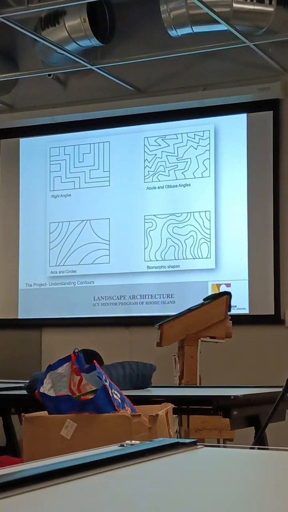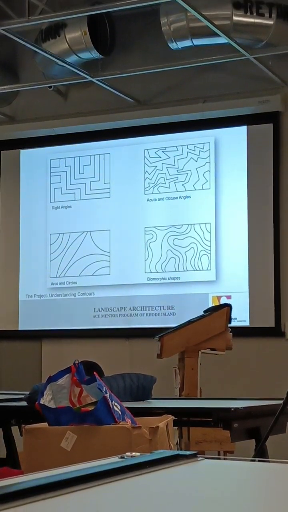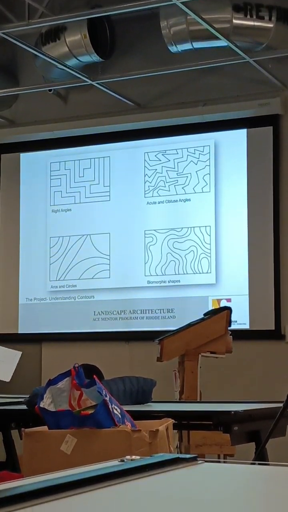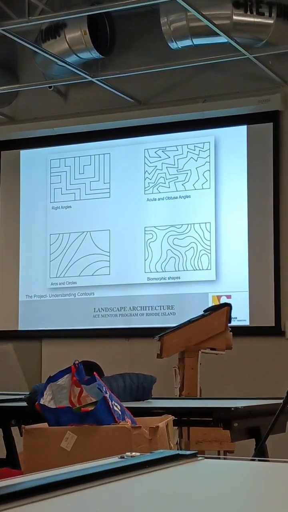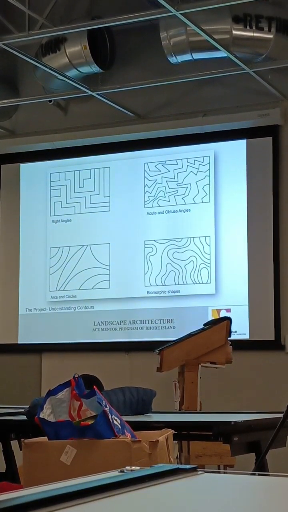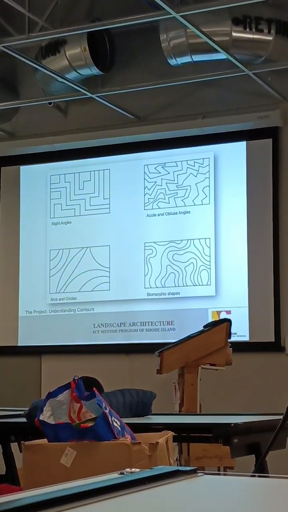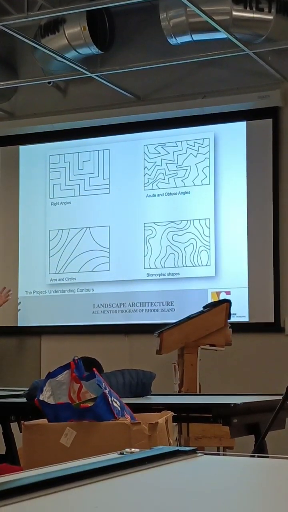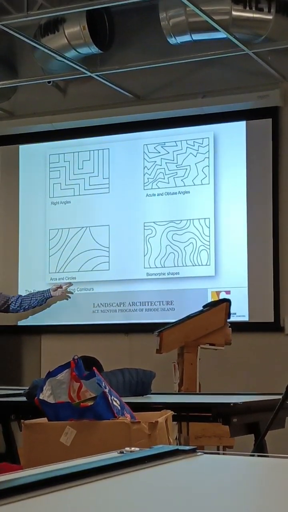So this plan, which I have up here, basically we have 4 different types of shapes, lines we create. And you do this in architecture as well as you would do this in landscape. Arcs and circles, which are with radii.